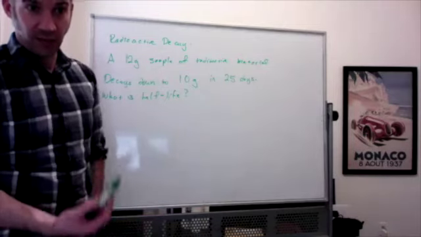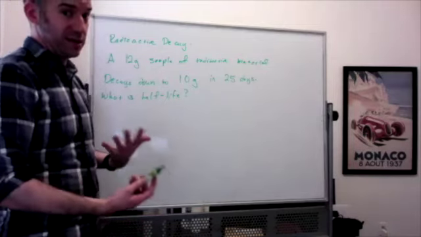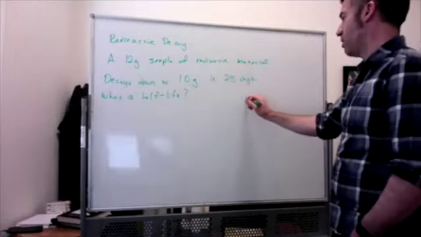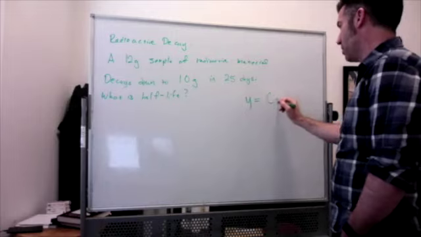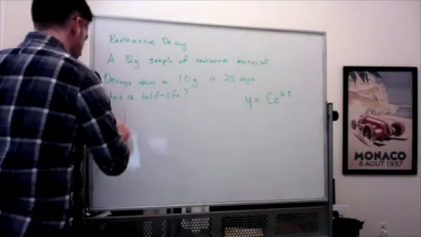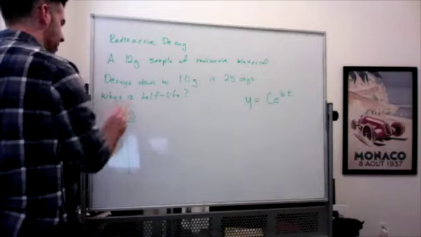So let's make a table. I always think it's worthwhile to make this table because it tells me what to plug in where. I suppose I should say, let's write down the model. The model is still the same: y equals C e to the kt. And then we're going to make our little table here. We have time and amount of stuff.